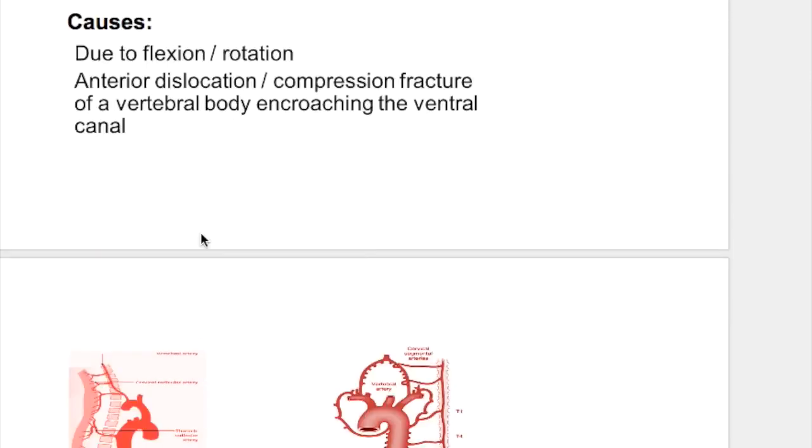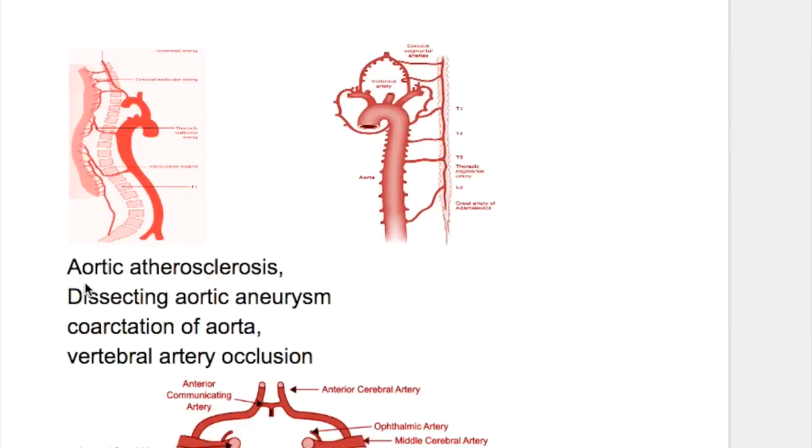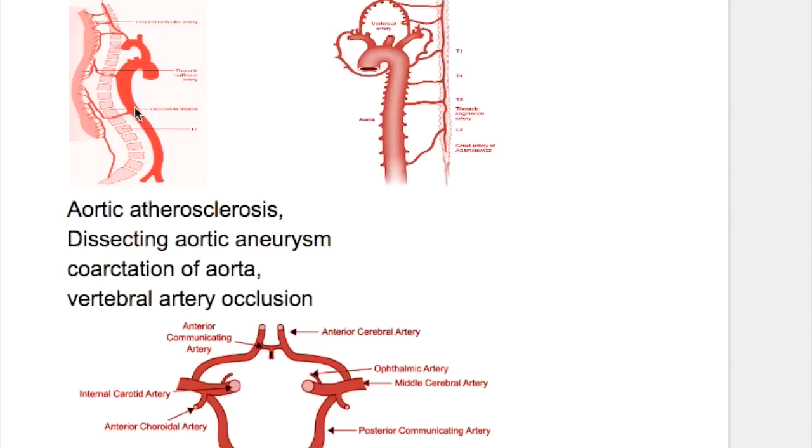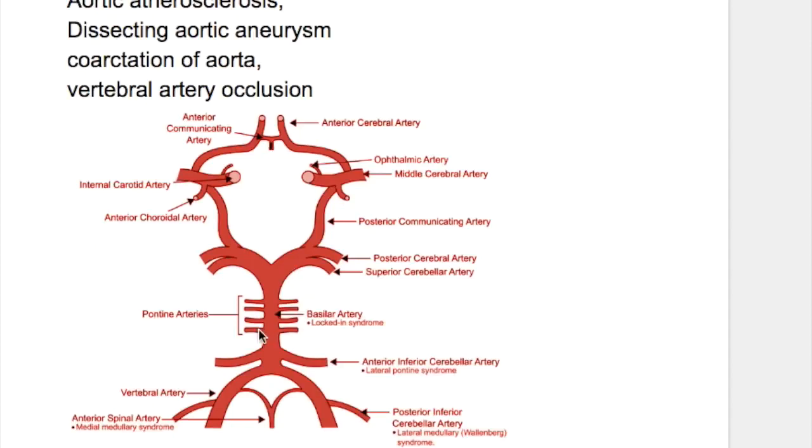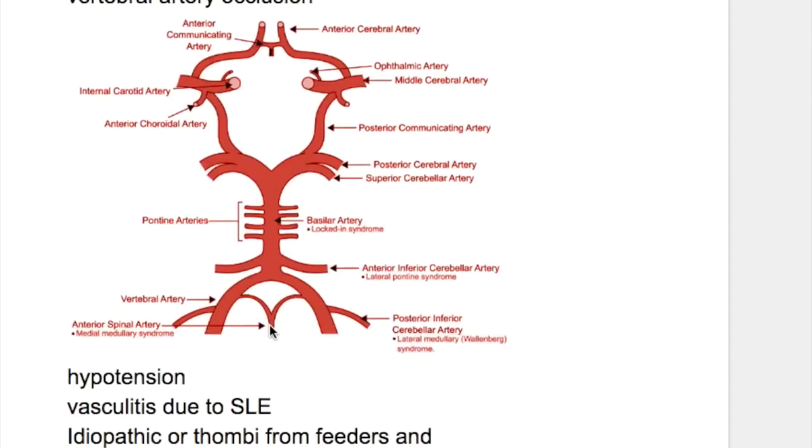So what are the causes of the anterior spinal artery syndrome or the anterior cord syndrome? It may be due to forceful flexion of the neck with rotation, which causes anterior dislocation and compression fracture of the vertebral body, encroaching the ventral canal. It may also be caused by aortic atherosclerosis or a dissecting aneurysm of the aorta or a coarctation of aorta. In coarctation of aorta, there is hypertension in the upper limb and hypotension or pulselessness in the lower limb. It may also be caused by vertebral artery occlusion, from where the anterior spinal artery arises.